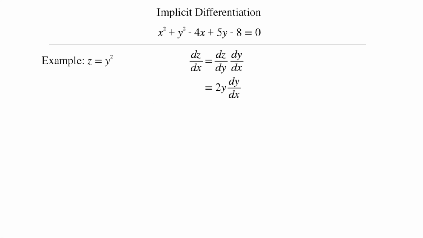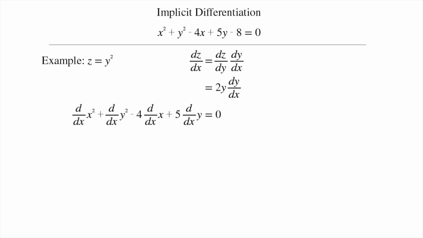Well, we start by differentiating the expression with respect to x, just as we did here. We'll simply do this term by term. On the left hand side, this gives us d by dx of x squared plus d by dx of y squared minus 4 d by dx of x plus 5 d by dx of y. And on the right hand side, we still just have 0, since d by dx of 0 is 0.